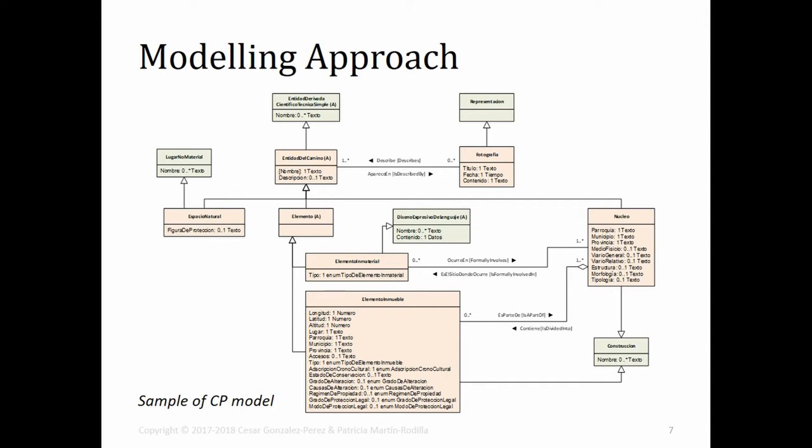Basically, I don't know if you can see that there are two colors. Some boxes are green, some boxes are yellow, more or less. Well, the green ones stand for concepts that are taken straight from CHARM, from the standard, whereas the yellow ones are concepts we added as part of the refinement process, right?